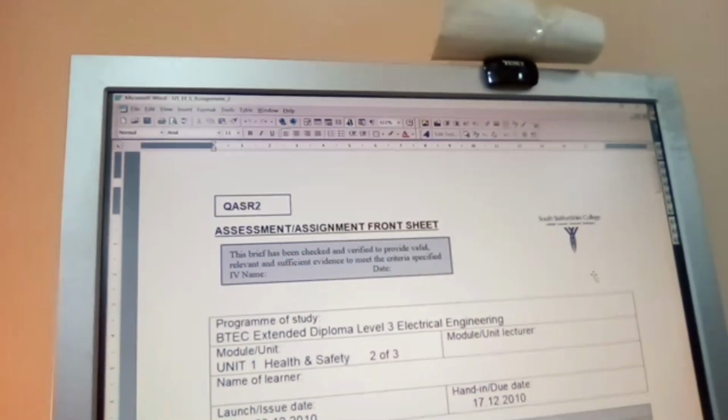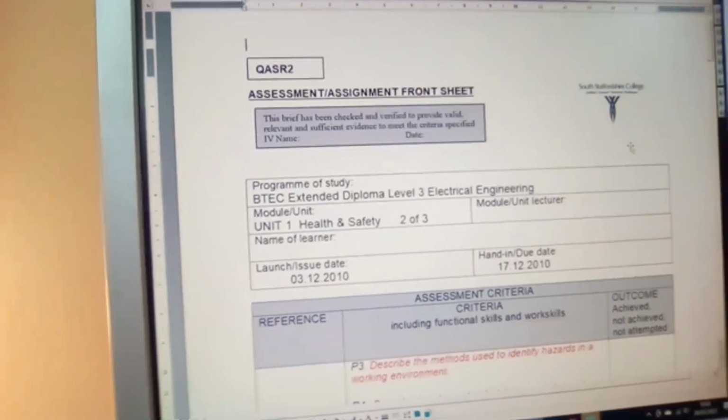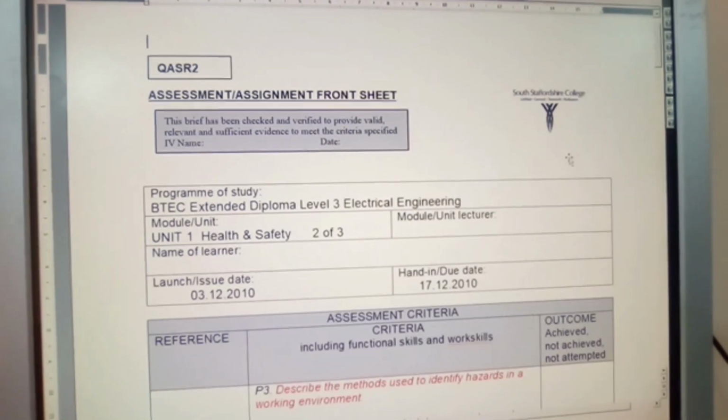Okay, welcome back. What I want to do is to look at assessments, and some of the assessments that you will need to know about in regards to health and safety. And I'm using the BTEC.